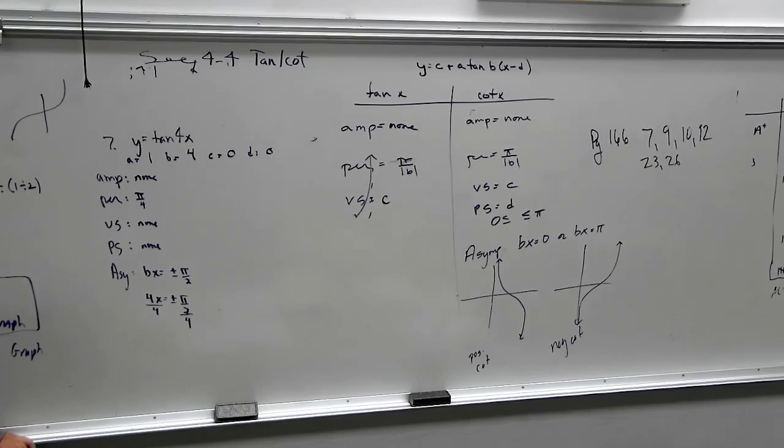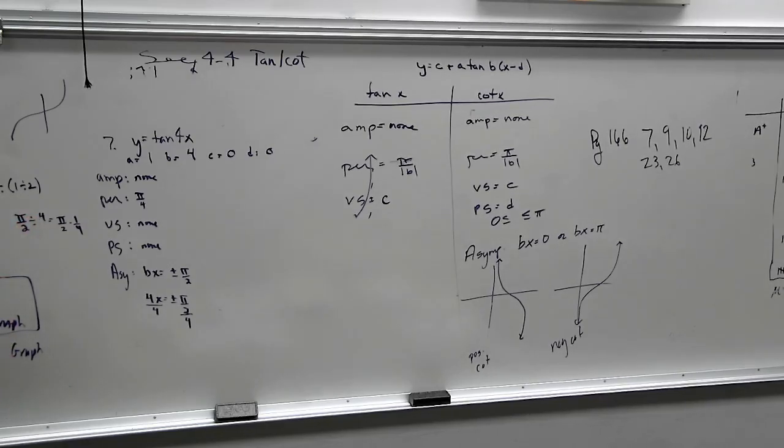Pi over 8. Okay, let's write it out. Pi over 2 divided by 4 is pi over 2 times 1/4, which is 1 pi over 8. Again, if you're having trouble with this on a calculator, just go 1/2 divided by 4. Just do it on a calculator.